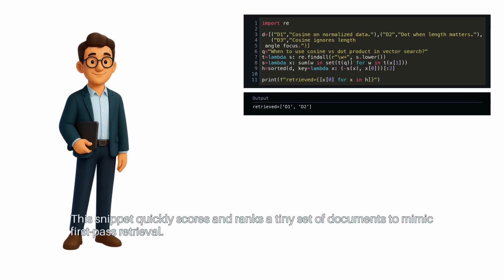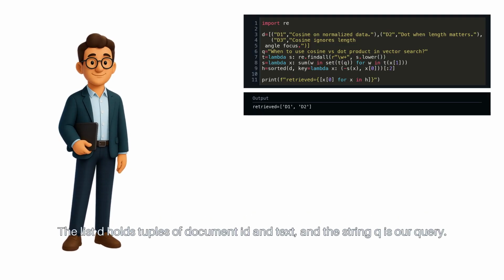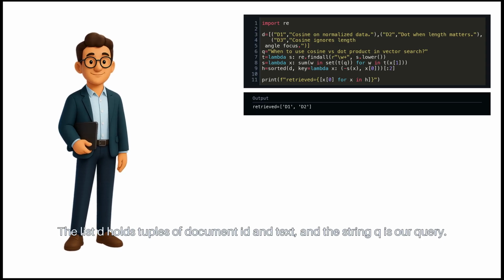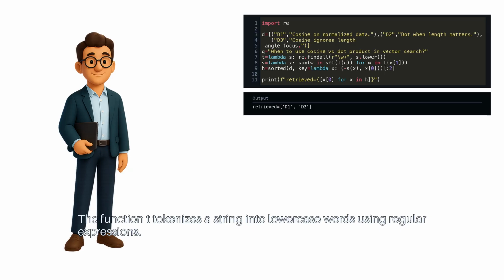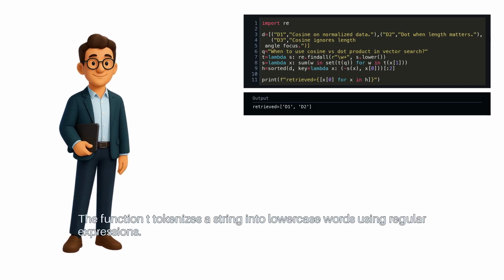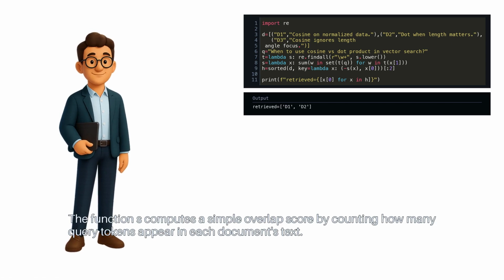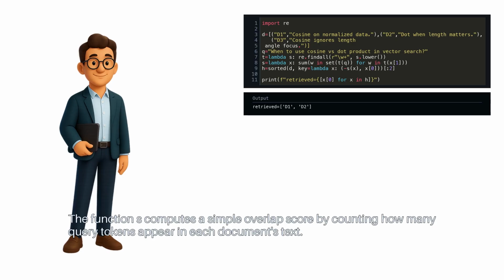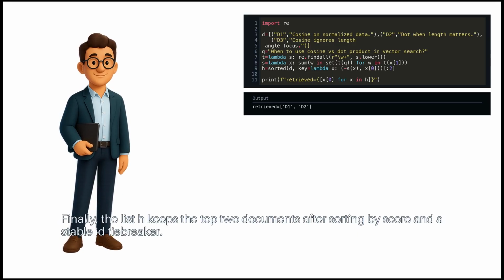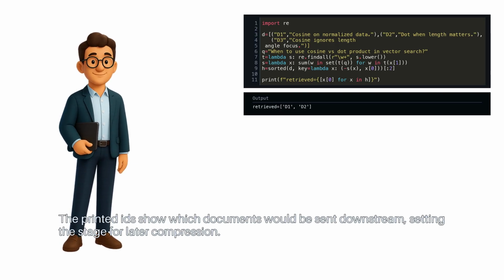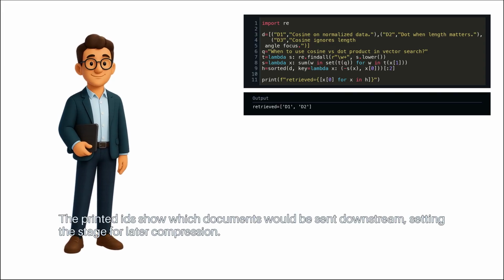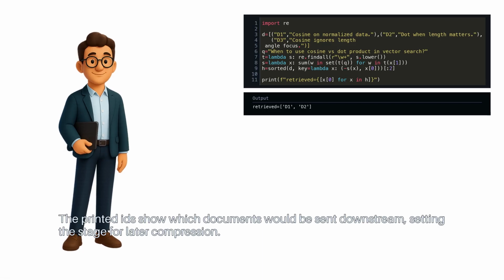This snippet quickly scores and ranks a tiny set of documents to mimic first-pass retrieval. The list D holds tuples of document ID and text, and the string Q is our query. The function T tokenizes a string into lowercase words using regular expressions. The function S computes a simple overlap score by counting how many query tokens appear in each document's text. Finally, the list H keeps the top two documents after sorting by score and a stable ID tiebreaker. The printed IDs show which documents would be sent downstream, setting the stage for later compression.